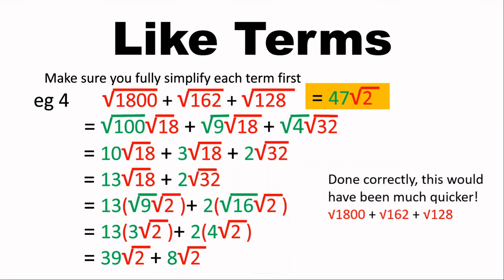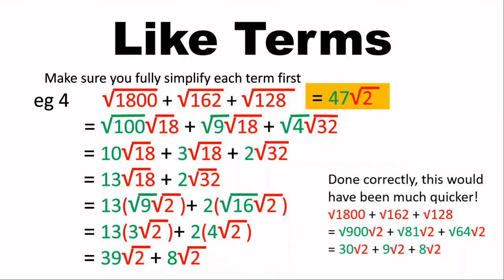1,800 could actually have been written as 900 times 2. 162 could have been written as 81 times 2. And 128 could be 64 times 2. There you see I've already got like terms. The square root of 900 is 30. The square root of 81 is 9.